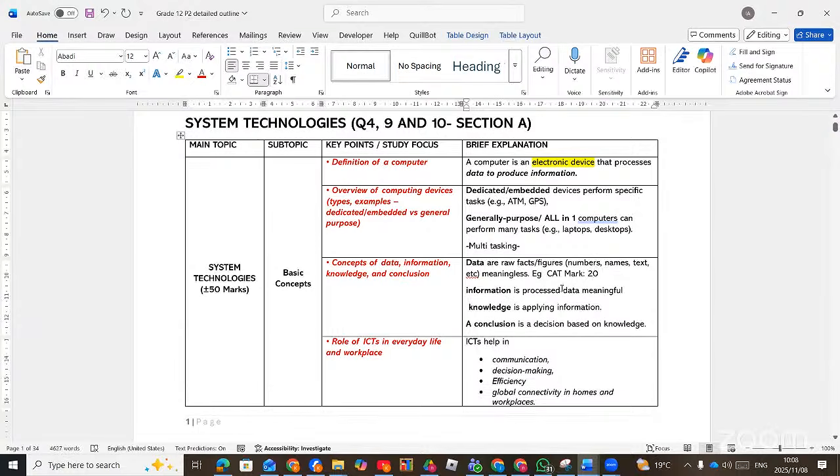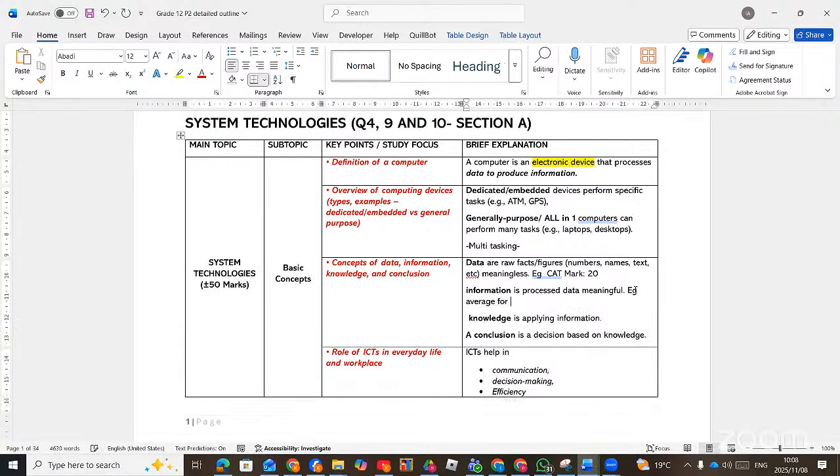Now, the information, when you process them, let's say you have your cat mark, you convert it to percentage, or you find the average for paper one and paper two, then it becomes what? Information. So the information from here, for example, the average for paper one and then paper two, maybe it's 50%. When you do the calculation, because average is meaningful, you can now understand something from it.